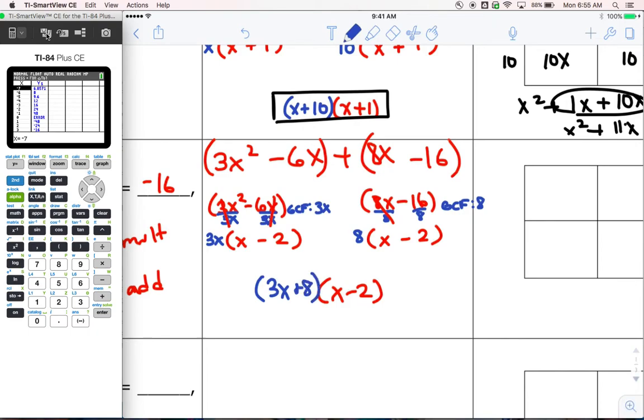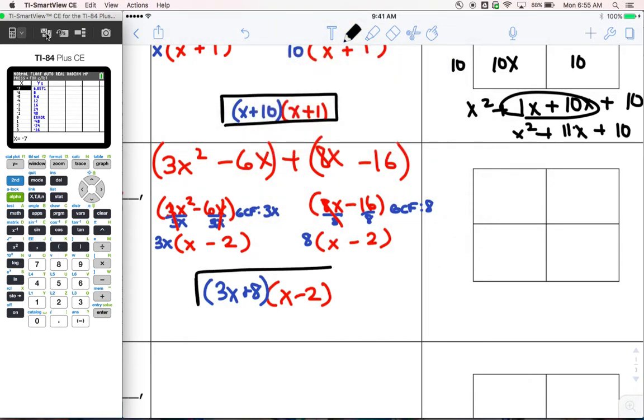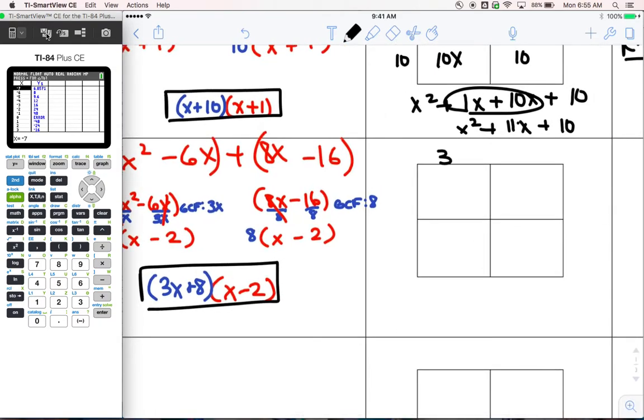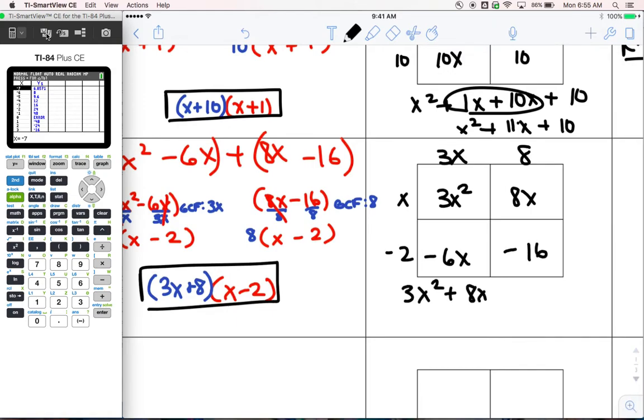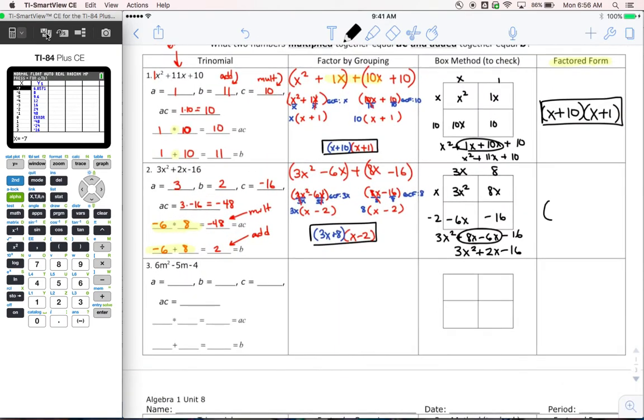Okay. Now, I'm pretty sure we're done, but we always can check our answer. By the way, what I'm doing by hand, you can do in your calculator as well. But I got a place to write it, so I'm just going to do it. We got x, we got a negative 2. So we have 3x squared, 8x, negative 6x, and negative 16. When I write those out, positive 8x, negative 6x, minus 16. These numbers in the middle add up to positive 2x. So 3x squared plus 2x minus 16. Is that what I started with? It is, so I am correct. So my factored form is officially 3x with a positive 8 and x minus 2.